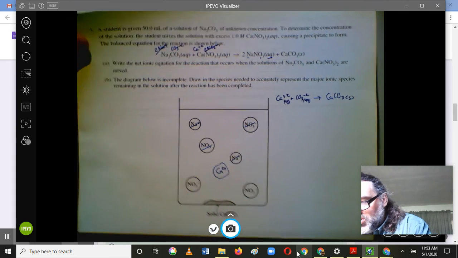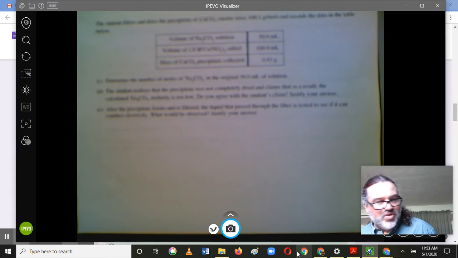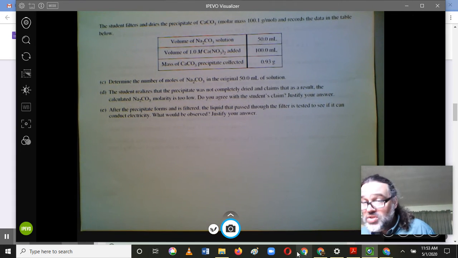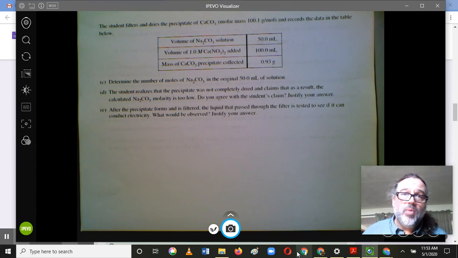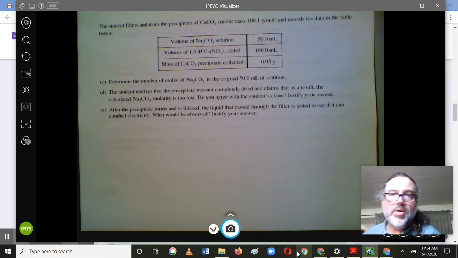Let's continue with this question. This is gravimetric. This is Unit 1 stuff, right? And in Unit 1, we're going to be talking about moles and mole ratios and things like that. And we're going to use that information to try and figure out molarity and stuff.